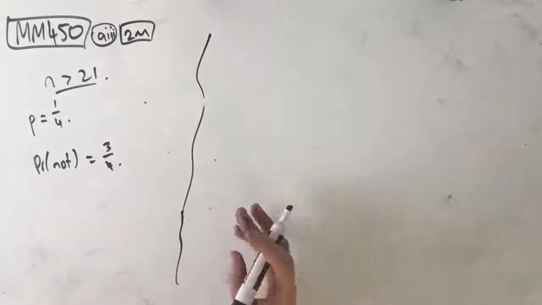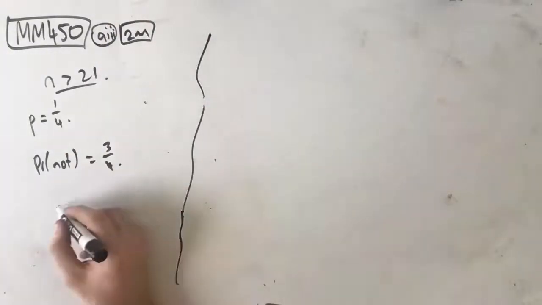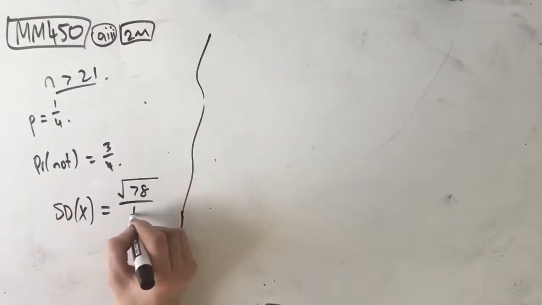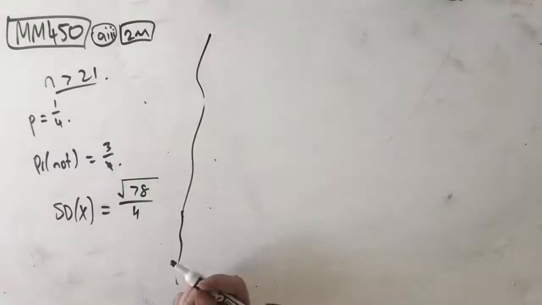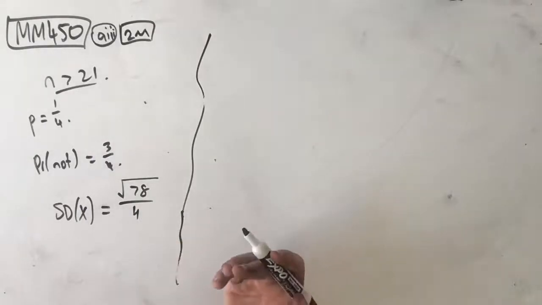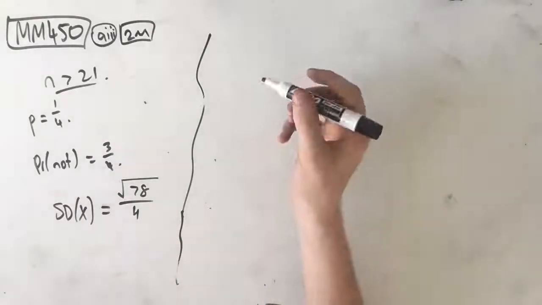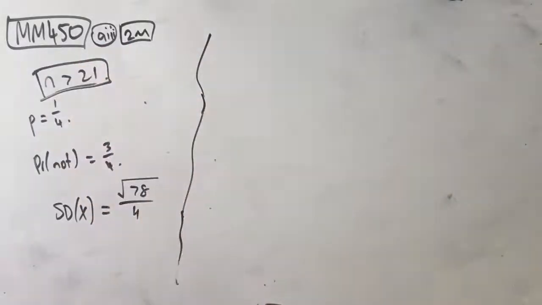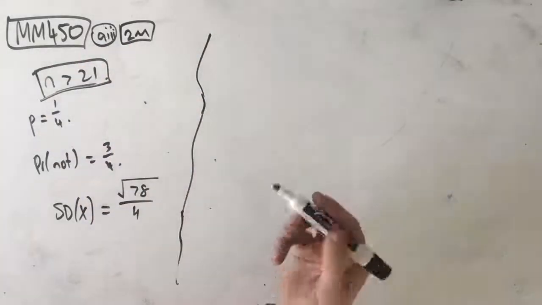So again, this is a 2 mark question, and it says the standard deviation of x is root 78 on 4. Find the value of n. Awesome. So n is the number of students in the classroom, right? So we know from the start that n is greater than 21, so that's kind of a help, I guess.